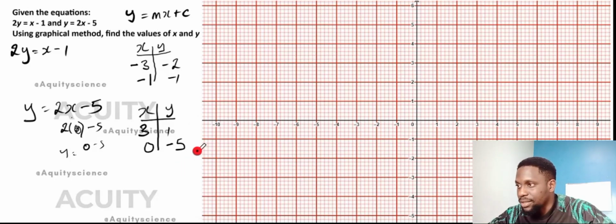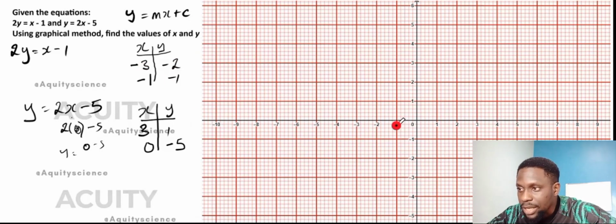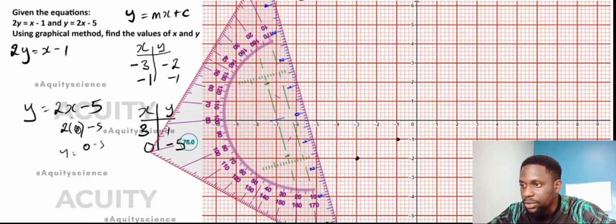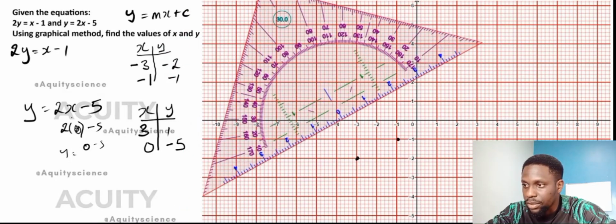Now, let's get started with plotting. For the first line, when x is minus 3, y is minus 2. On the x-axis, this is minus 3, and on the y-axis down here, minus 2. I'll make a dot there. When x is minus 1, y is minus 1. I'll make a dot here. Now I'm going to rule that. Too big. Let me make it a little smaller and bring it closer.